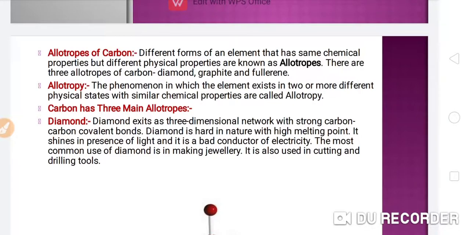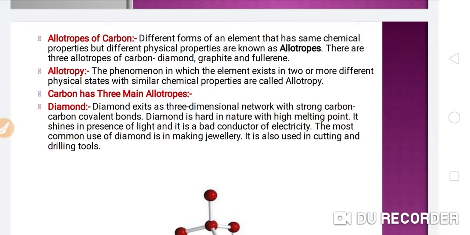This is very important. What are allotropes? First of all, we have to know about that. Allotropes of carbon are different forms of an element that have the same chemical properties. The element will be the same, as well as the chemical properties, but its form will be different. The physical properties may vary, but the chemical properties will be the same. So these elements are known as allotropes.